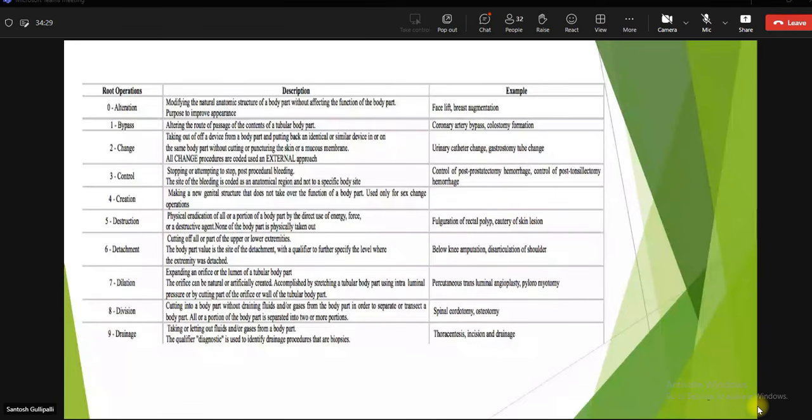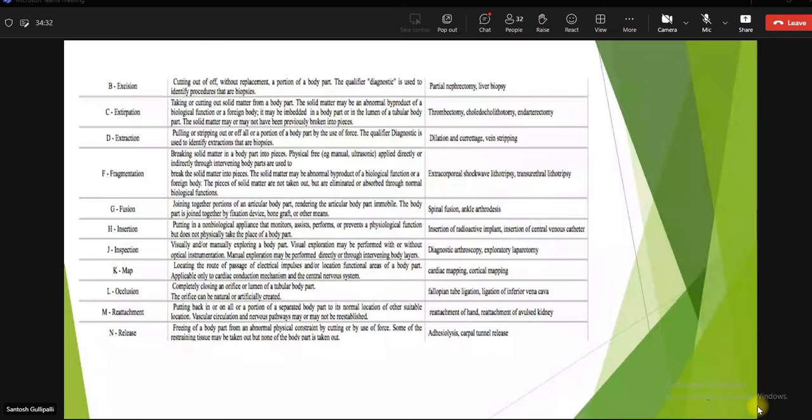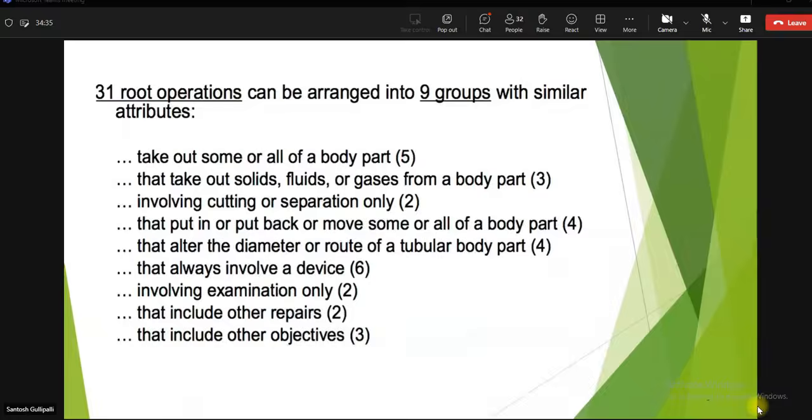These 31 root operations are divided into 9 groups, guys. We will discuss these groups one by one in the coming slides. They may ask how many groups the 31 root operations are divided into: 9 groups. Take out some or all of a body part: take out solids, fluids, or gases from the body part involving cutting or separation only. What is meant by taking solids, fluids or gases from the body part? We will learn this in much more detail in the coming slides, guys. These are just basics, you can just learn.